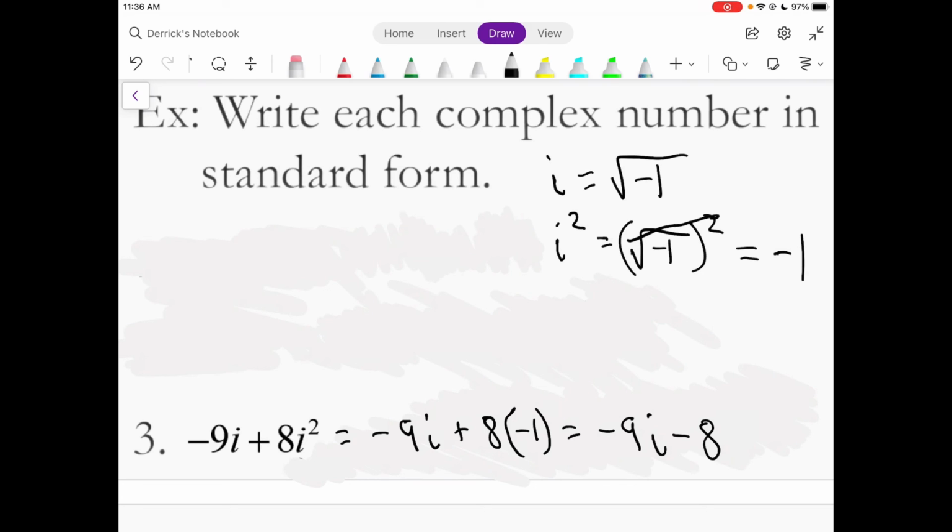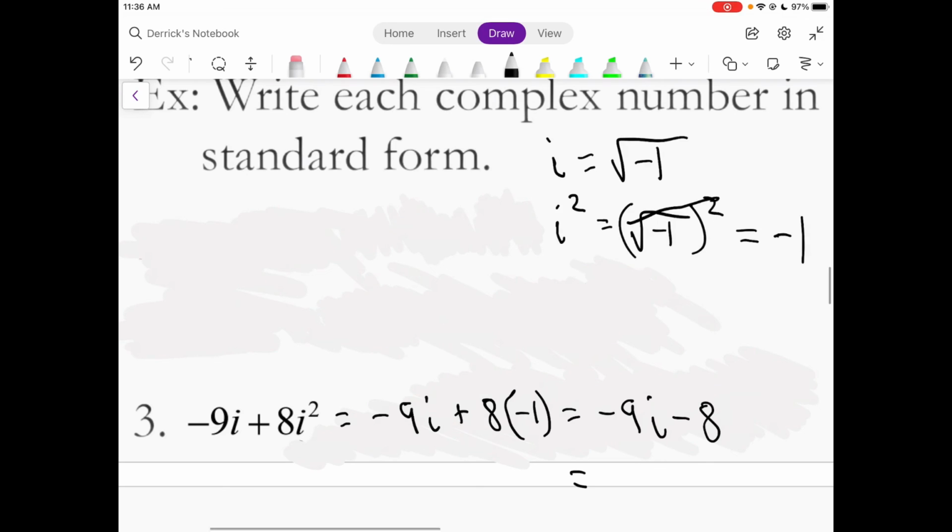Remember, standard form says we have to have the real part come first. So our final answer would be to rewrite this as -8 minus 9i. That would be standard form, the correct order for our final answer.